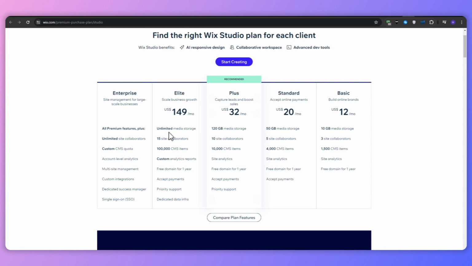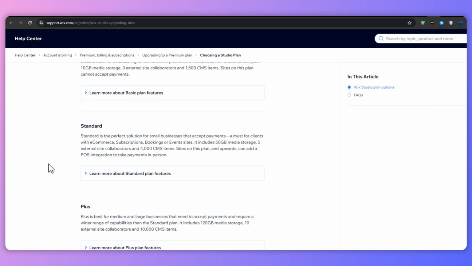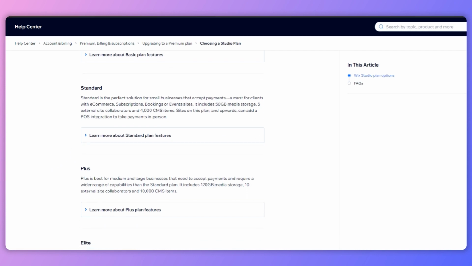It's essential to consider your website's media requirements, such as the number and size of images, videos, and other files that you plan to host. If your website relies heavily on visual content or requires extensive media assets, then you may need to opt for a higher tier plan to ensure you have enough storage capacity. One tier above the basic plan, the standard plan, you would go up to 50 GB of media storage, and the plus plan has 120 GB of media storage.